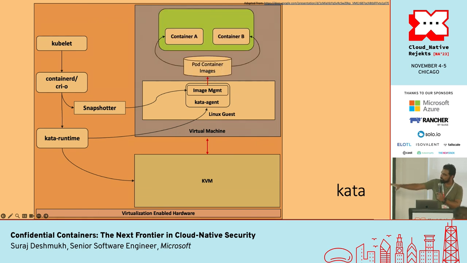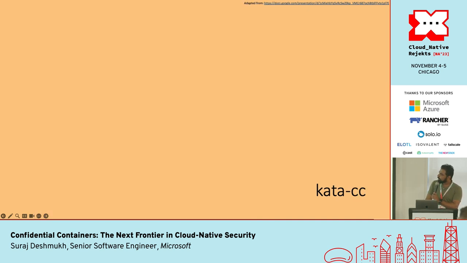The Snapshotter is a pretty recent addition with containerd 1.7, which allows you to pull images on the host instead of inside the guest, so that you can do image sharing. So depending on whether you are using the Snapshotter or not, the images get pulled and the Kubernetes pod starts. So how does it look with Kata confidential compute?